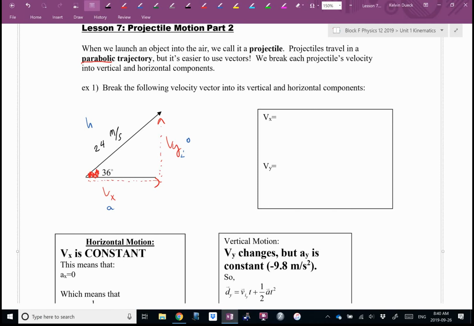24 cosine 36. First of all, which trig function is going to be cosine? And if I write it out, it ends up being 24 cosine of 36 degrees. Which trig function is Vy going to be? I think it's going to be sine, and it's going to end up being the same thing. It's going to be sine 36 equals Vy initial over 24. It's going to end up being 24 sine 36 degrees.